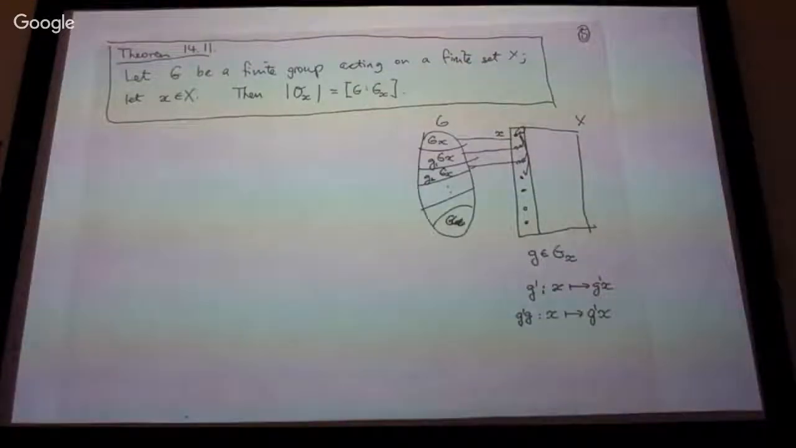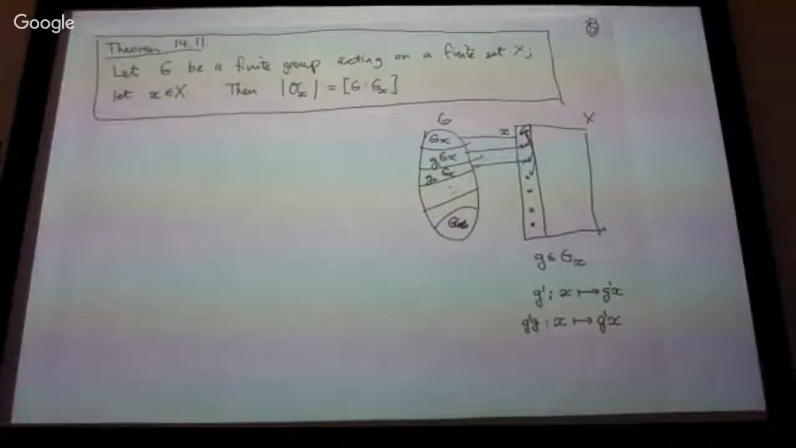Because they're listening. We're in chapter 14, page, I don't know, but theorem 14.11. How much do I need to remind you of all the things that we were doing? Next to none. Okay.